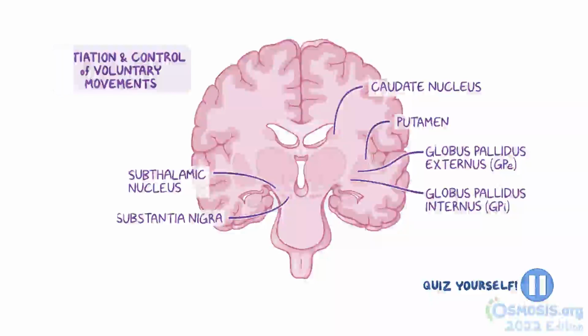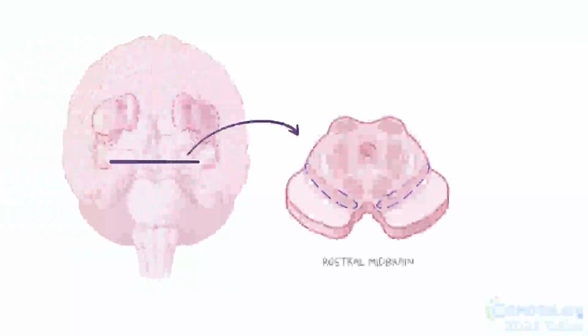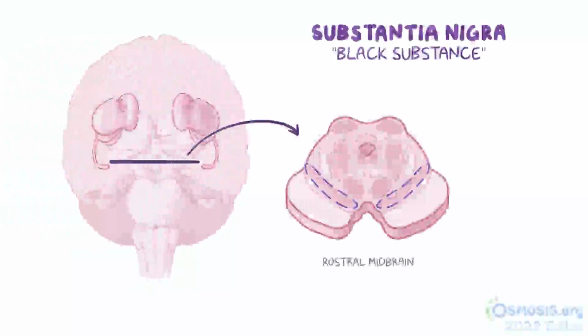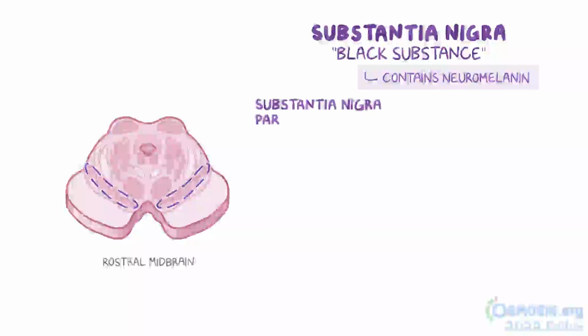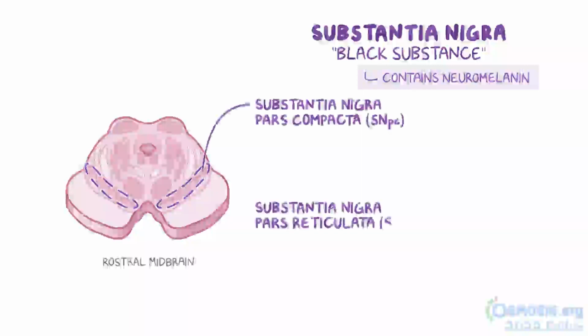Let's switch gears now and talk about other nuclei that are closely related to the basal ganglia. Inside the midbrain, ventrally, between the tegmentum and the crus cerebri, there's a darkly pigmented area called the substantia nigra, which is Latin for black substance. It contains cells that store granules in their cytoplasm, filled with a pigment called neuromelanin, making this region look darker in color. The substantia nigra can be divided into two parts: the substantia nigra pars compacta, or SNPC, and the substantia nigra pars reticulata, or SNPR.